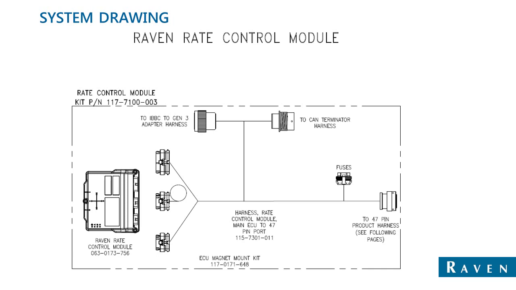So here you can see this is your basic rate control module from Raven as a kit. What comes in the kit? It is the Raven rate control module, and you have the rate control harness. With this, it is Gen 3 cabling, so you would need a Gen 3 IBBC harness. And if you're only running one Raven rate control module, you would put a terminator on the connector that says 2-CAN terminator harness. Then we have a 47 pin that would go down towards the product harnessing.